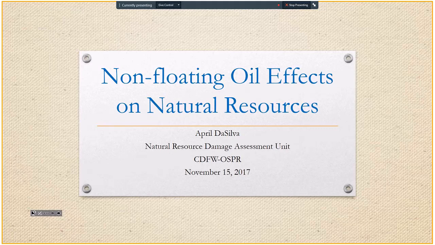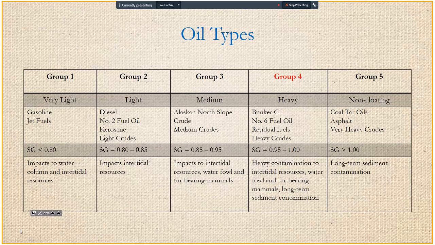So all the talks before me have basically covered a lot of information I put in, so if I skip over it, that's why. I just want to go over what kind of adverse effect and toxicity-related impact non-floating oils can have on our NFO resources. But to begin, I want to outline the five groups of oils, the categories from very light oils, such as gasoline, all the way up to our non-floating group five oils.